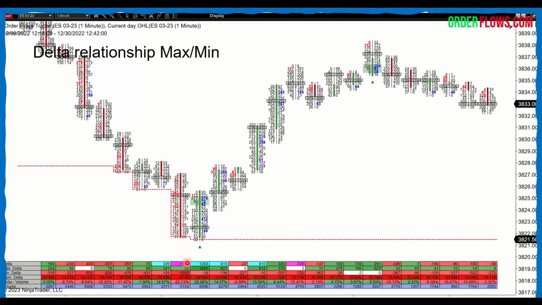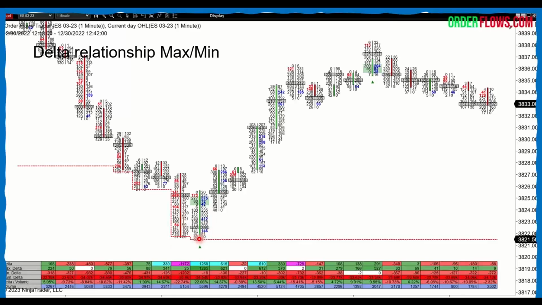If it was strong negative, it would be this magenta color. Well, the market's selling off, right? And as the market is selling off, you expect to see negative deltas. You expect to see strong negative deltas as well. So coming into a low, to see a strong negative delta is something that you expect to see.